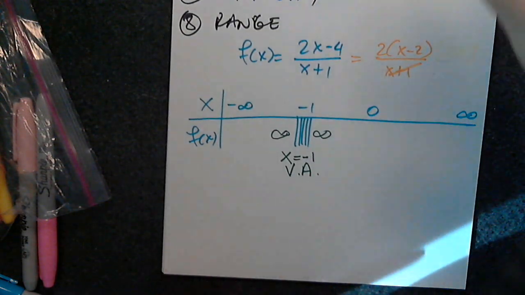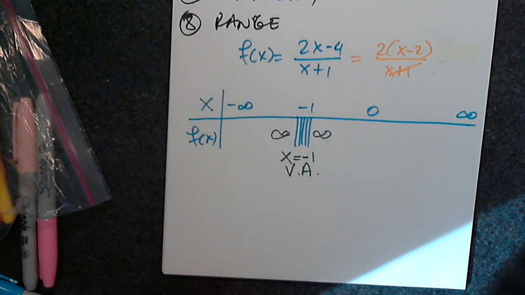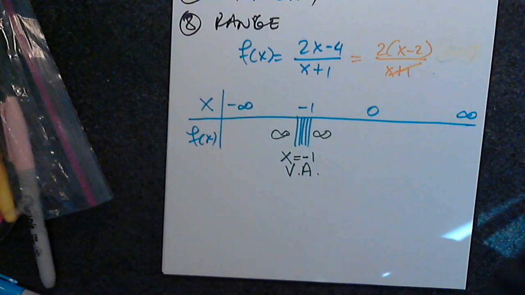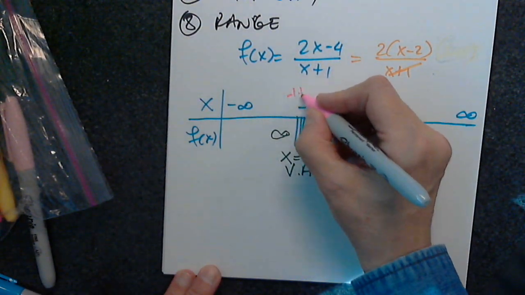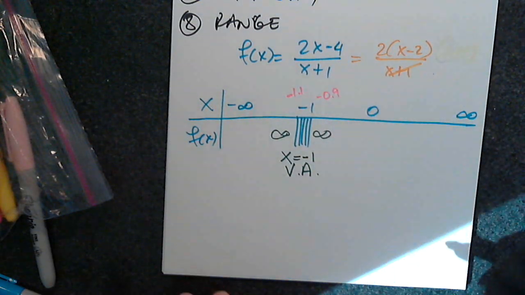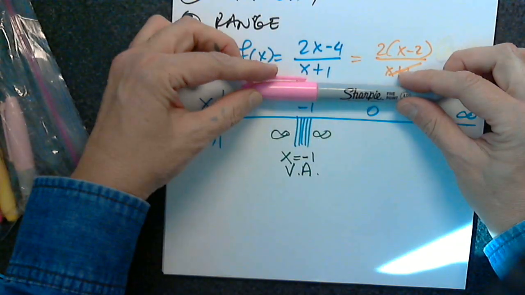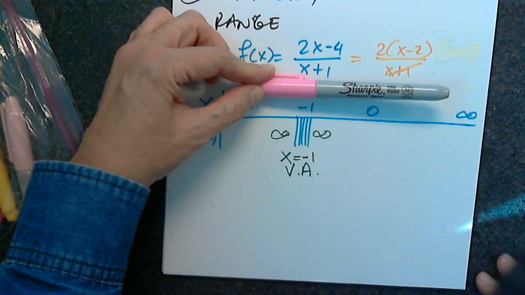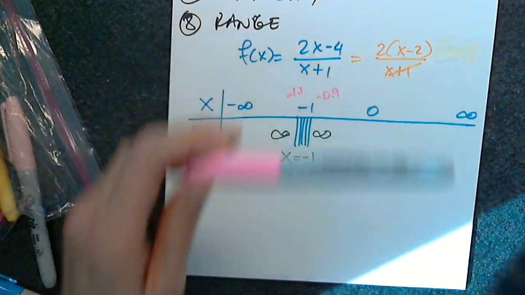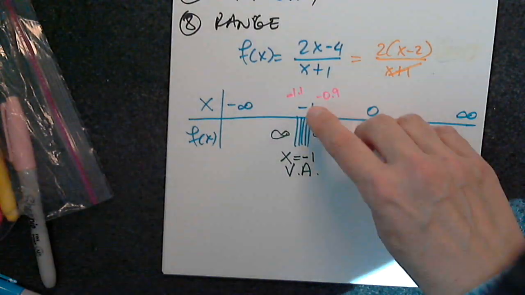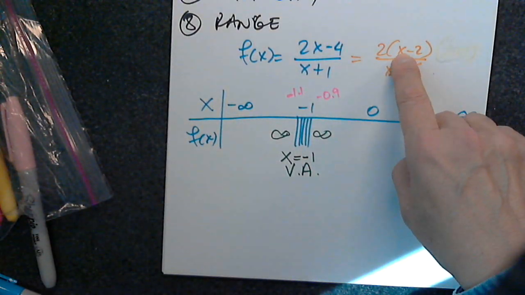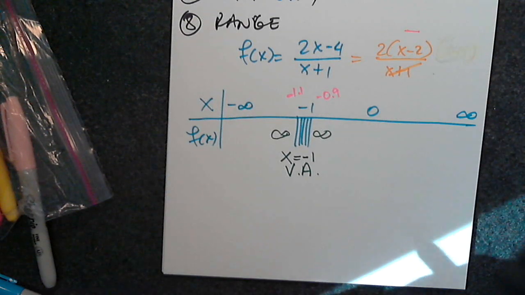However, I do not know the signs. That's not a problem. I will use 2 numbers very close to -1, like -1.1 and -0.9. Notice that I do not put them in the table. I'm not going to use them to graph the function. I'm only going to use them to identify the signs. So if I plug -1.1 in here, the numerator is negative. Would you agree?